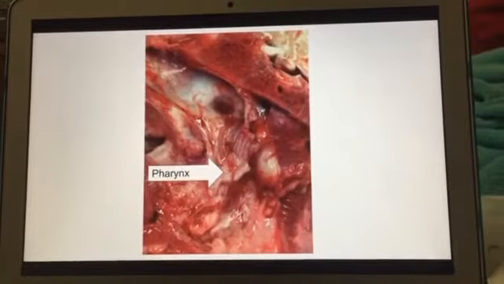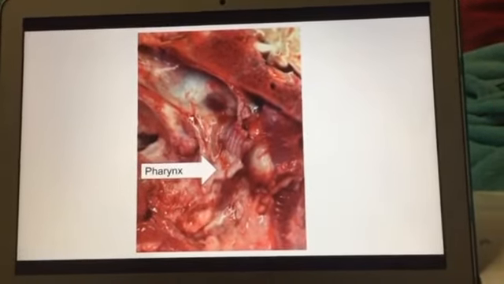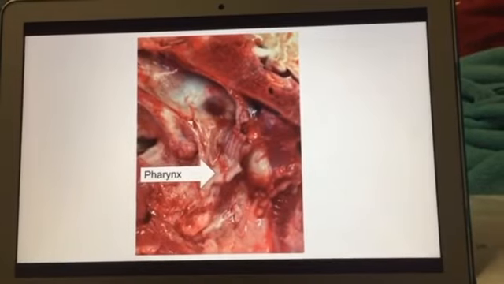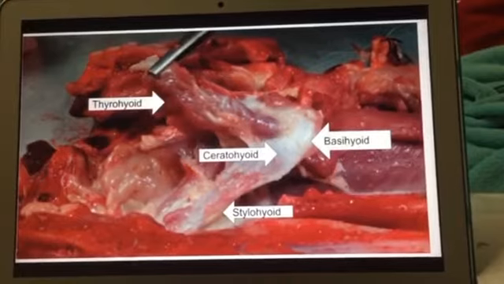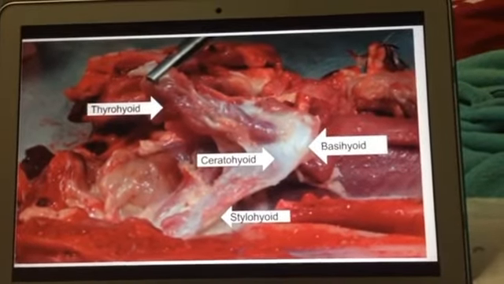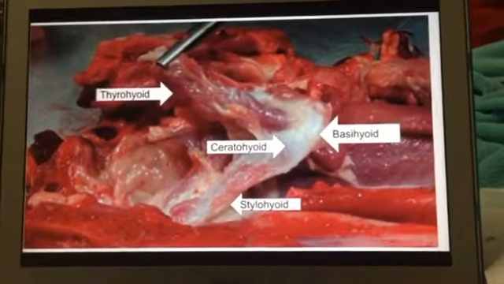The next part of the system is the pharynx, which is a soft tissue conduit for food and air. It lies caudal to the oral and nasal cavities. The pharynx is supported by a bony framework called the hyoid apparatus. It includes the stylohyoid, ceratohyoid, thyrohyoid, and basohyoid bones, as well as the lingual process.